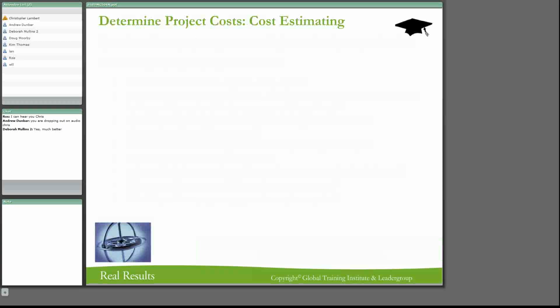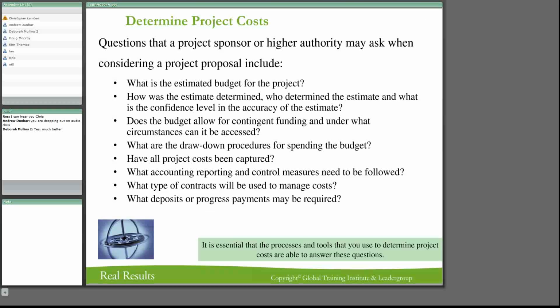What we've been doing up to now is, and maybe I'll go back quickly, we just looked at some of the questions a project sponsor or a higher authority may ask when considering a project proposal. And we've just been through these ones about estimating. So we're busy with estimating tonight.